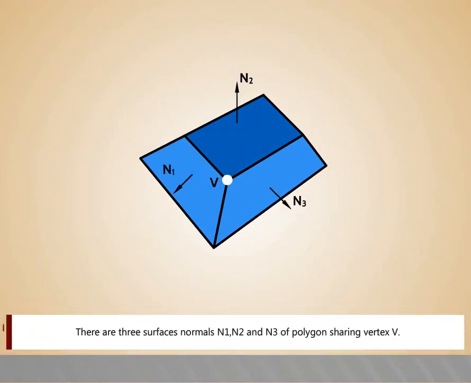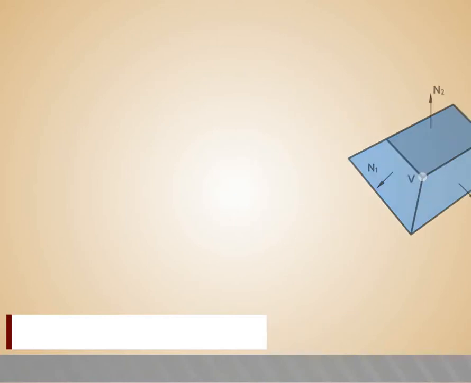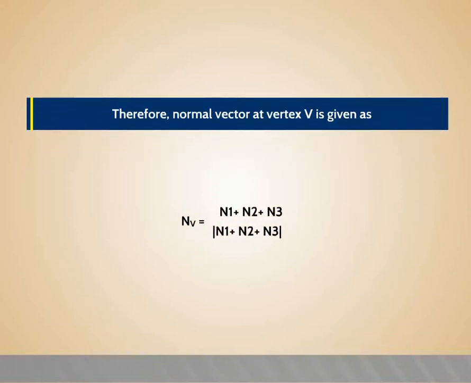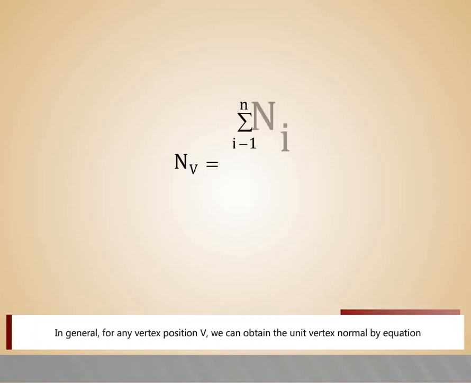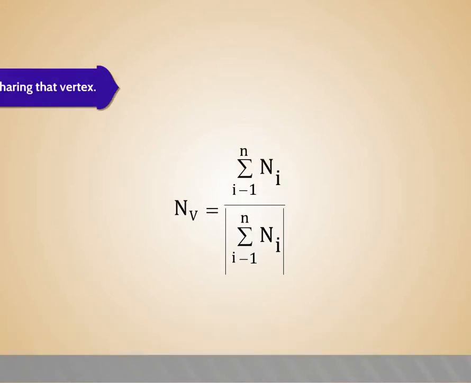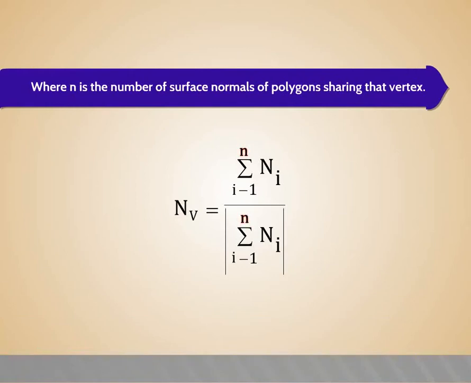There are three surface normals N1, N2 and N3 of polygons sharing vertex V. Therefore, the normal vector at vertex V is given as NV is equal to (N1 plus N2 plus N3) divided by the modulus of (N1 plus N2 plus N3). In general, for any vertex position V, we can obtain the unit vertex normal by the equation, where n is the number of surface normals of polygons sharing that vertex.